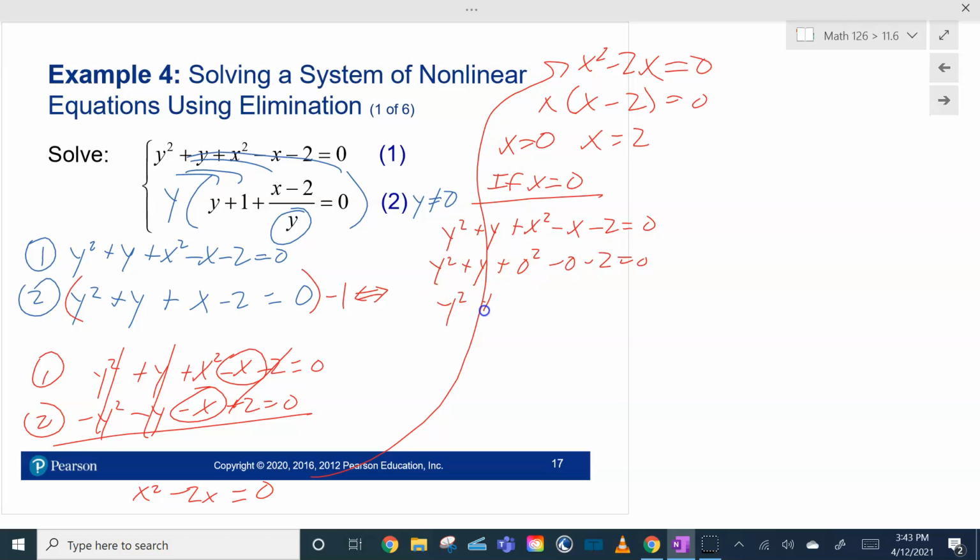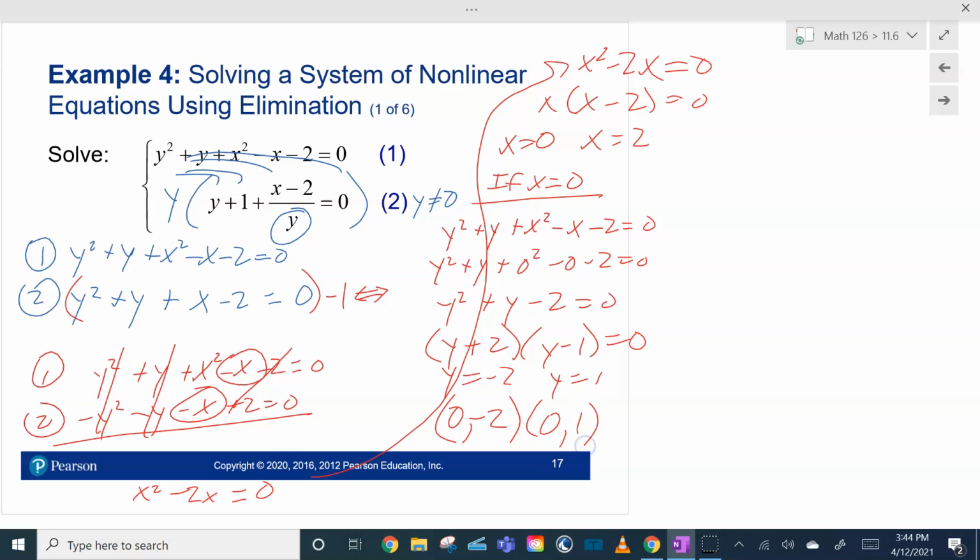So y squared plus y minus 2 equals 0. So y plus 2, y minus 1, y could be negative 2, y could be 1. So if x is 0, y could be negative 2. If x is 0, y could be 1.